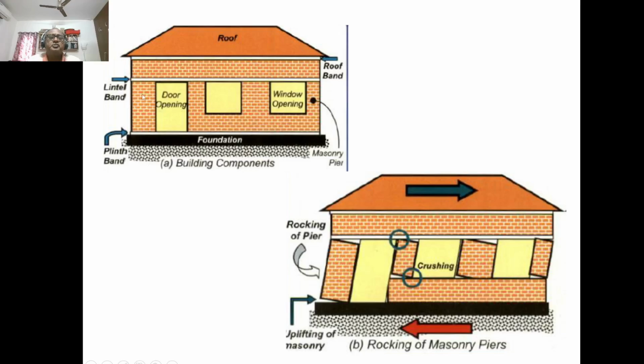Then there are issues like when you have larger openings than normal. Suppose you have a door opening and then two window openings, and of course there is a criterion in the code book that the opening should not be more than a certain percentage. But suppose you have that, obviously the crushing will happen in the wall between openings. Suppose the length is very small, it will break. These are all the breaking points because of the lateral load.